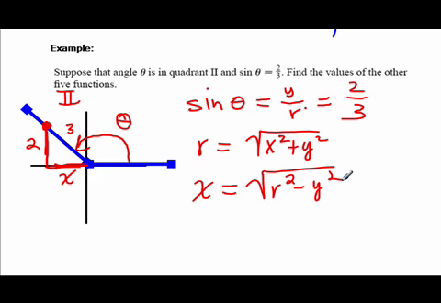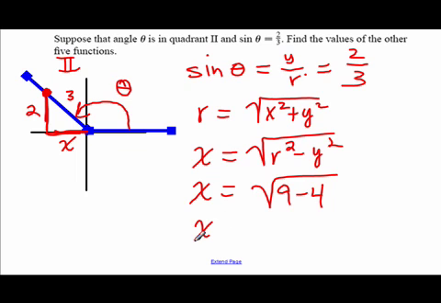So x will be the square root of r squared minus y squared. We know r is 3, and 3 squared is 9. Y is 2, and y squared would be 4. So it looks like x is going to be the square root of 5. So there's the coordinates of our point. Point P is located at x comma y, which is the square root of 5 comma 2.